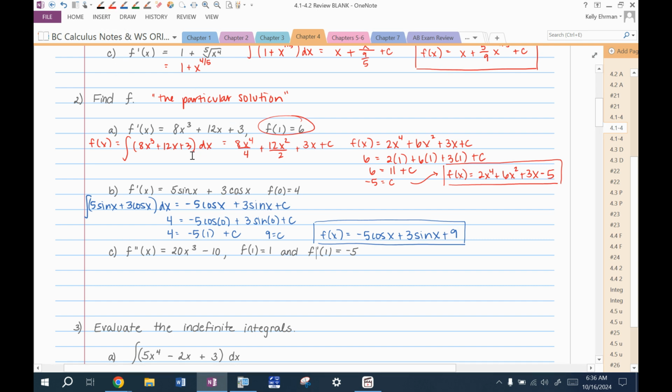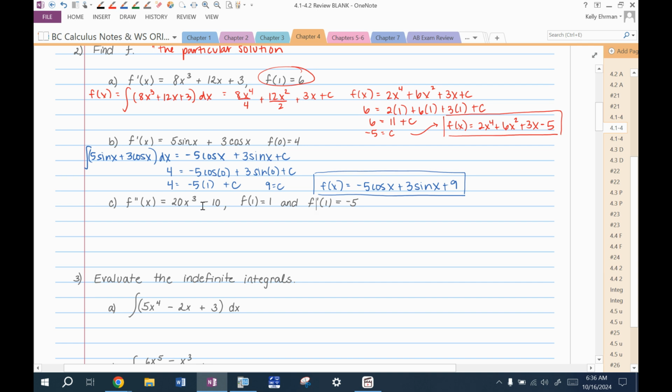All right, for this one, for part C, you're given the second derivative, and then you're given function values for both f of x, f of 1, and f prime of 1. So remember, when we integrate the second derivative, we're going to be left with the first derivative equation. So I'm going to begin by taking the integral of 20x to the third minus 10 dx. So that gives me 20x to the fourth over 4 minus 10x plus c.